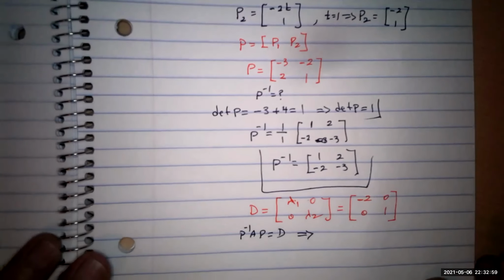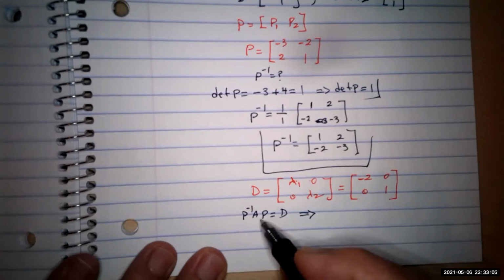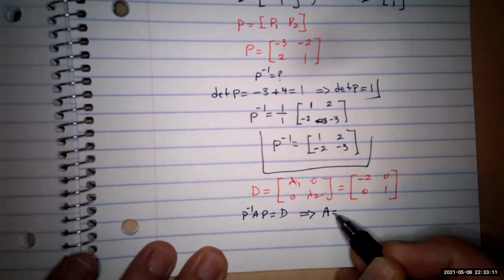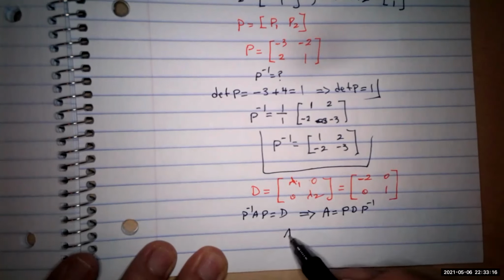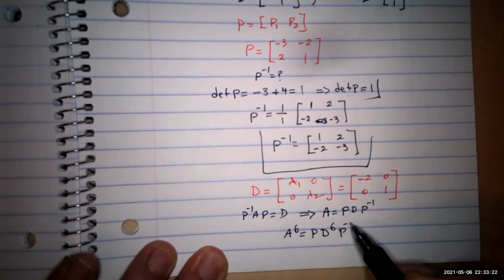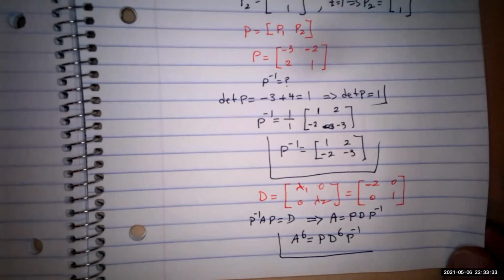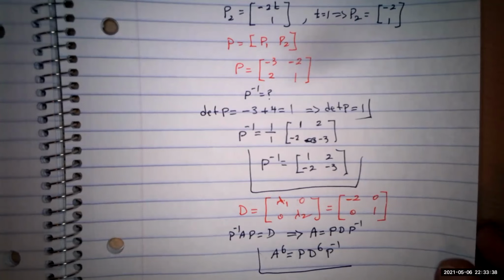Okay, so this is it. For the power of A, we do the other way around. We solve for A and we take that power. So A is equal to P D P inverse. So if you want A to the 6, it's going to be P D to the 6 P inverse. This is how we're going to find this power. We substitute and we get it right away. You have to find the diagonal matrix to get this number.